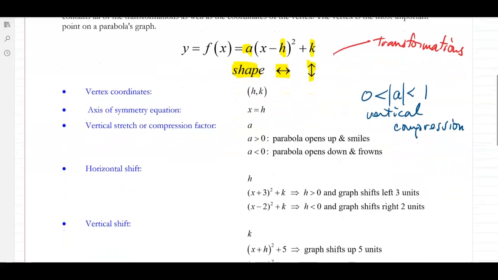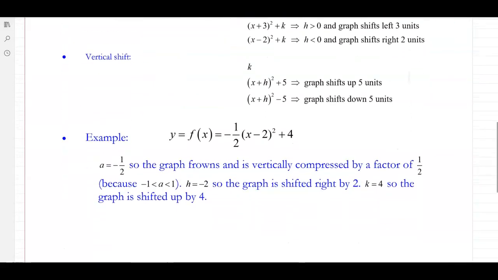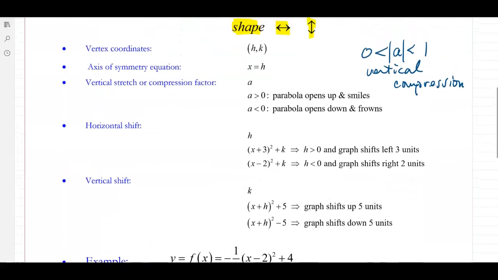And then we go to h. That's our horizontal shift, our horizontal translation. And we've talked about that. That's simpler to understand than the compression or stretch factor. And then the vertical shift, the up or down, that's also a little bit easier to understand than what a does. And the one thing I don't think is in here is this.